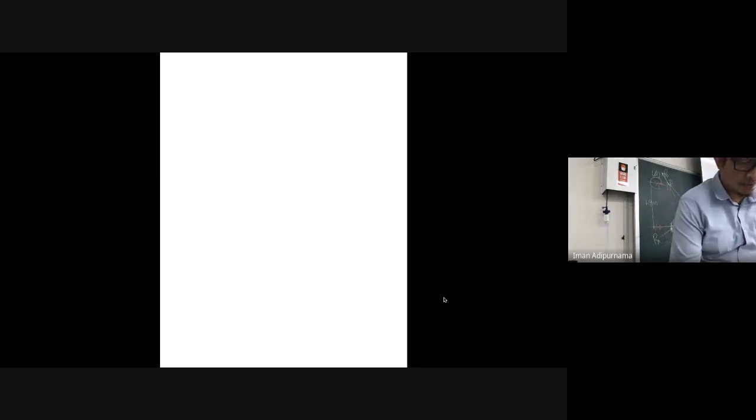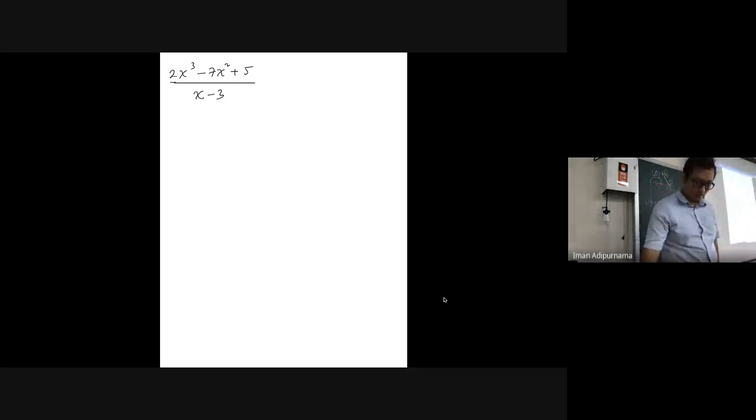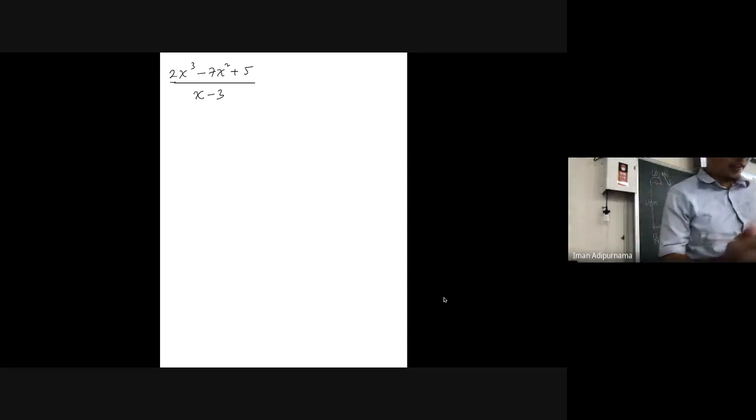So for example, you have 2x cubed divided by, let's just make it x minus 3. Let's try the long division first, and then another one will be the new method. So try by long division.